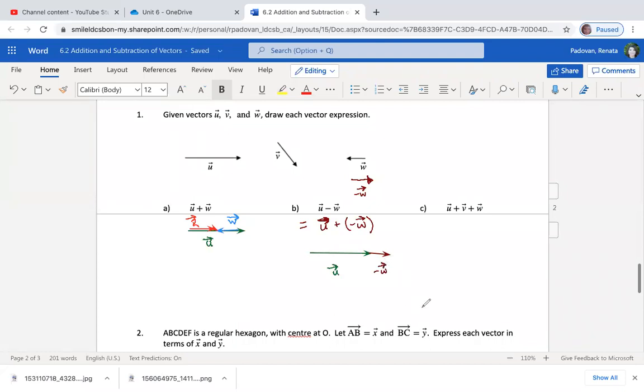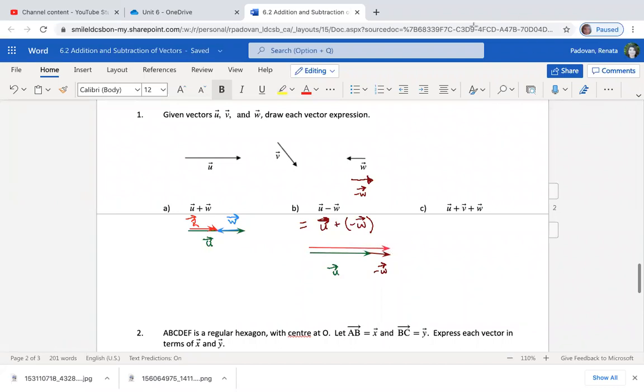And so then again, follow the resultant rules here. The resultant is I start at the beginning, the tail of my first vector, and I end at the end point, the head of the second vector. So I'm just going right from the left side all the way to the right side here.